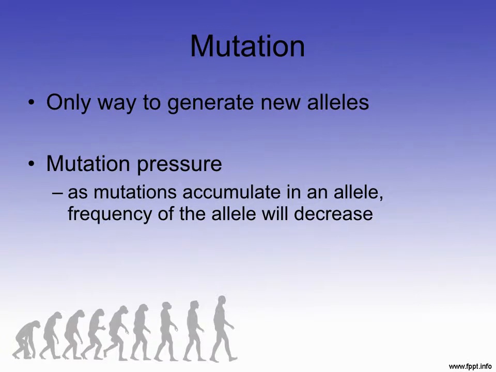Mutation pressure is the idea that over time and generations, as mutations accumulate in an allele, the frequency of the original allele decreases. So for example, you have a population that has a gene where 100% of the population has the same allele. Then there's a mutation in a germline cell, and an offspring has this mutation. Now you have a mutation in the original allele, and so the frequency of the original allele has decreased.